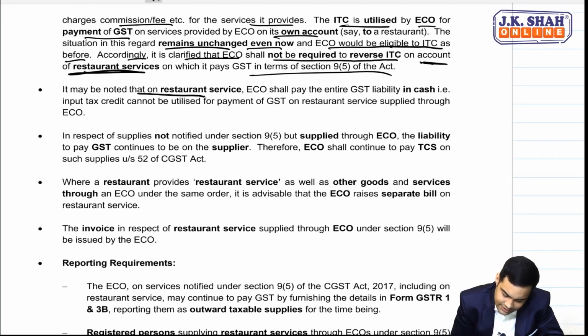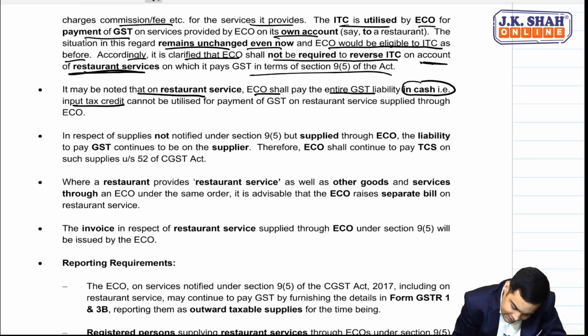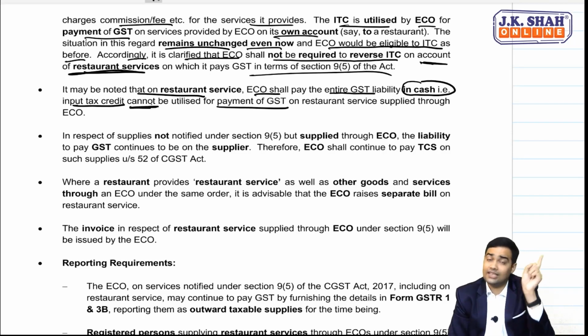It may be noted that for restaurant service, Eco shall pay the entire liability in cash. That is, ITC cannot be used for this payment. He has to pay everything through eCash. Important.